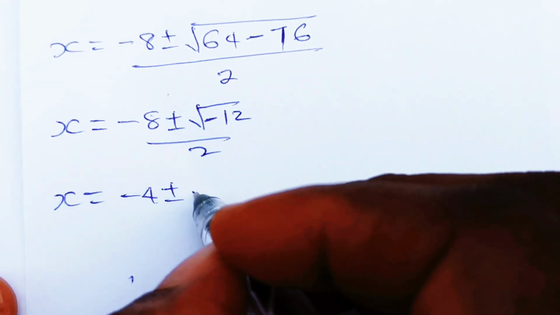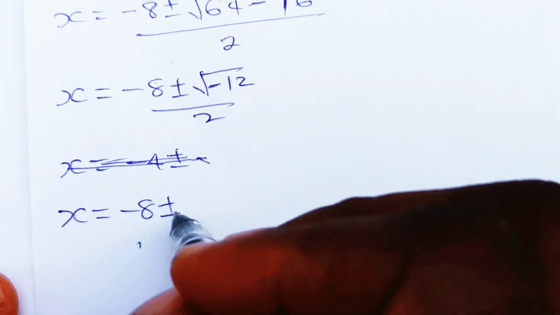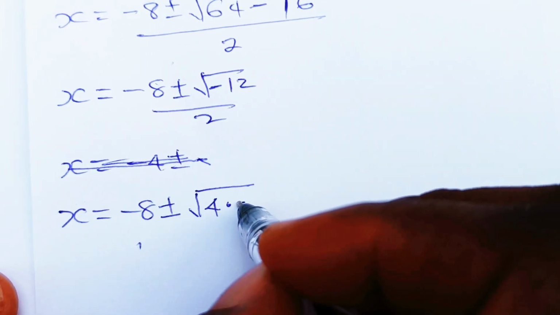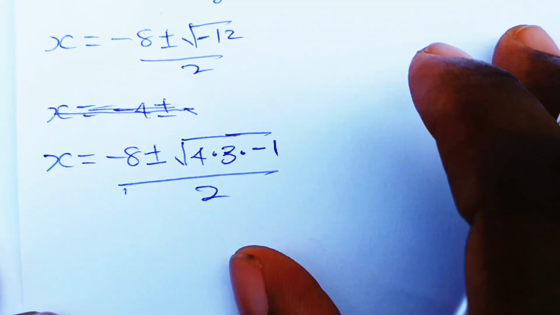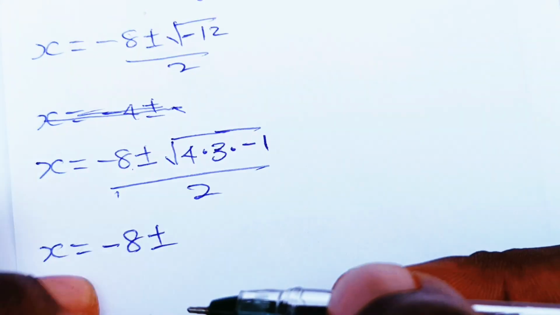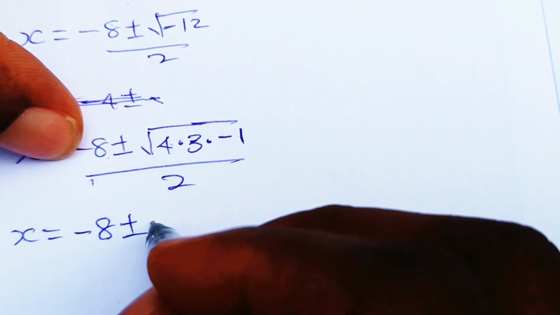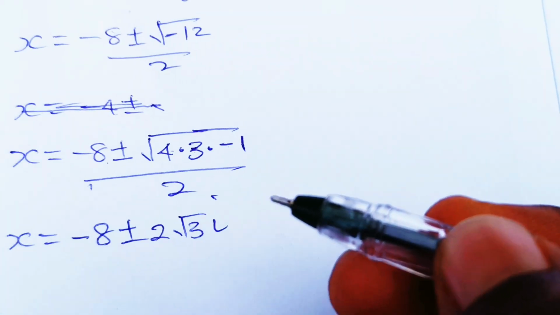So if we solve this, sorry, before this, sorry about that, let's factorize our root minus 12. So we have that x is minus 8 plus or minus, now 12 is same thing as square root of 4 multiplied by 3 multiplied by minus 1, everything divided by 2. Therefore we can write x to be equal to minus 8 plus or minus, then square root of 4 will give us 2, then we have root 3, and square root of minus 1 is i.